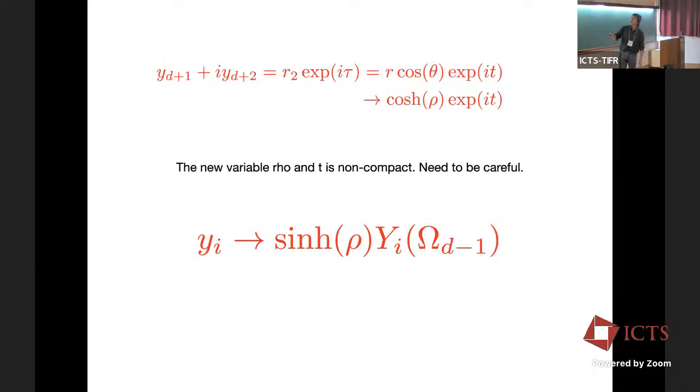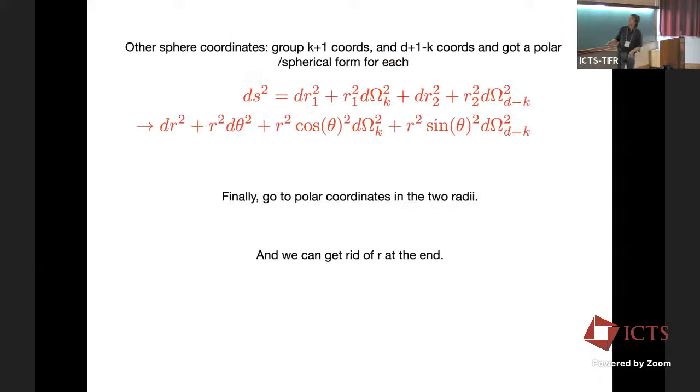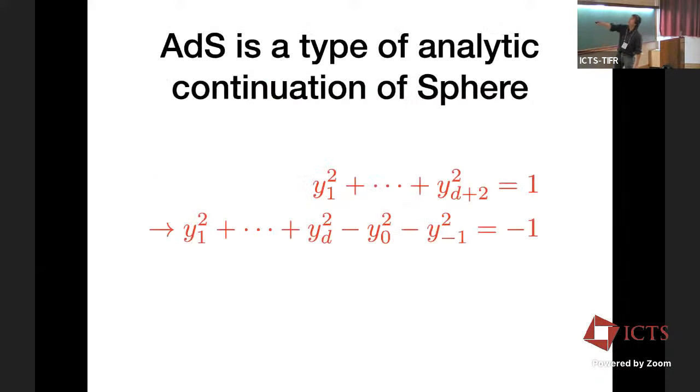These are the spherical harmonics. So the i here runs from 1 to d. Sorry, 1 to d. It goes from y1 all the way to yd. This is where the yi goes. And y0 and y minus 1 are treated slightly differently because of the cosine hyperbolic of rho.